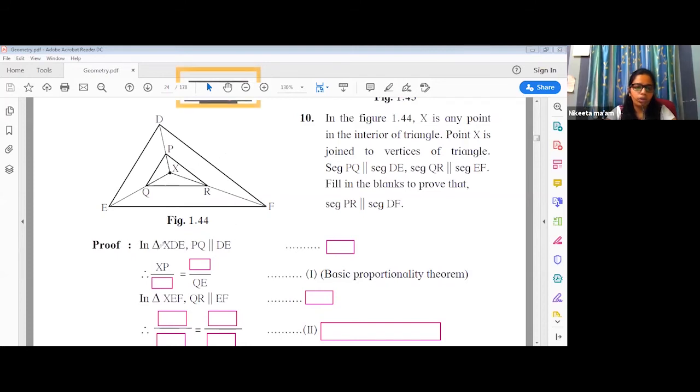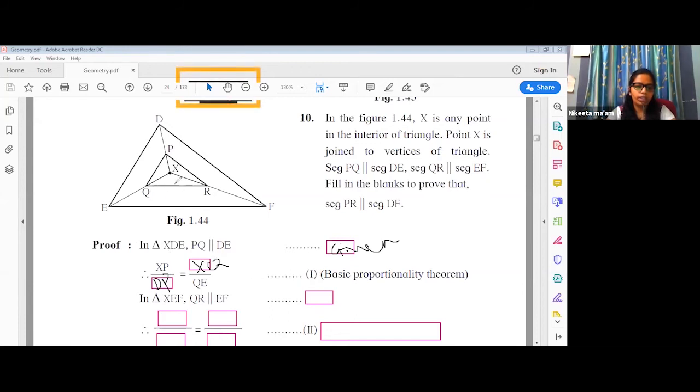So in triangle XDE, PQ is parallel to DE. So this is given. So according to the basic proportionality theorem, XP upon PD should be equal to XQ upon QE, right? According to the basic proportionality theorem. So this is 1.